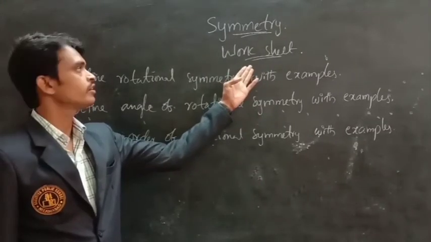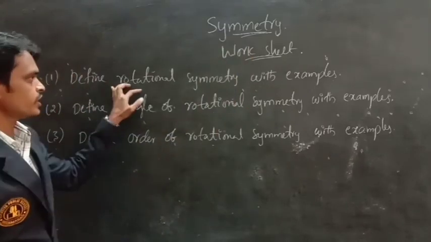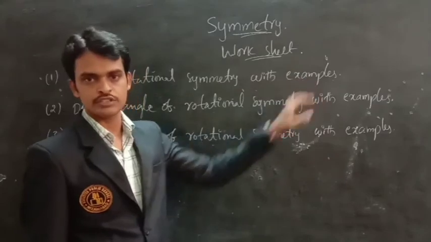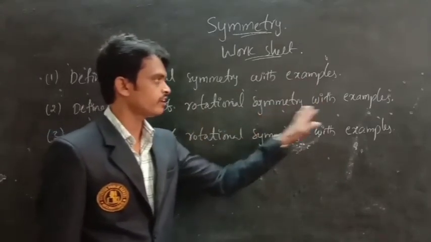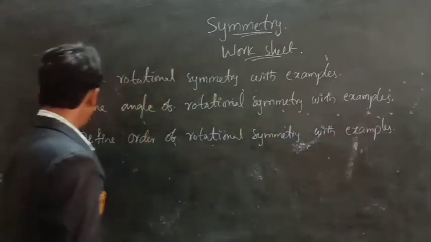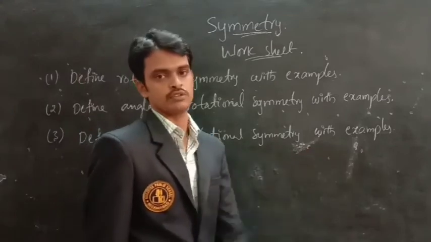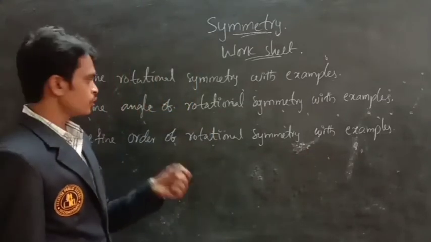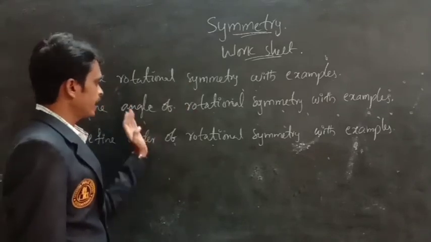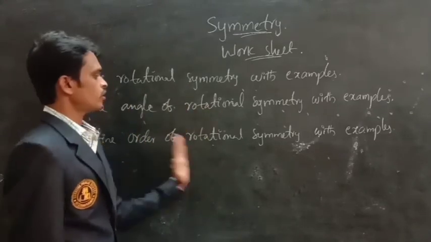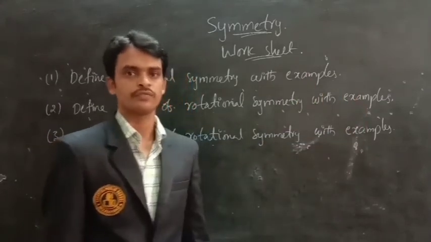Homework problems on symmetry. First one, define rotational symmetry with examples. And second one, define angle of rotational symmetry with examples. And third one, define order of rotational symmetry with examples. So you should write the definitions of rotational symmetry, angle of rotational symmetry, and order of rotational symmetry, and as well you should write the examples also.